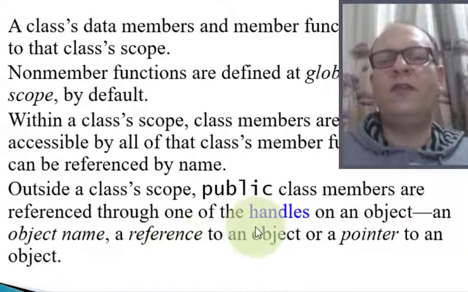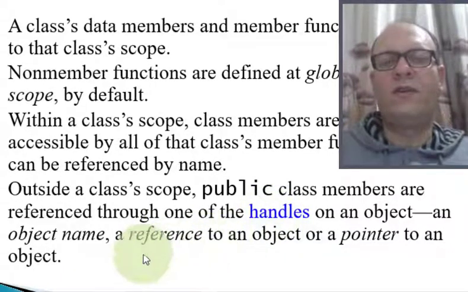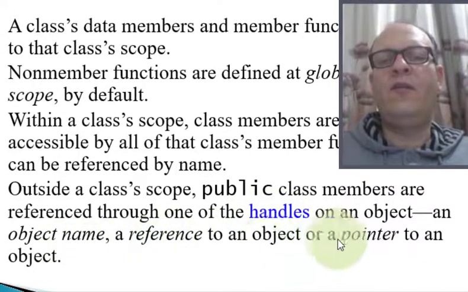So we can use each one of them to access the data members and the member function. And each one is called a handle to the object. So to access the data members and the member functions outside the class scope, we need a handle, which is an object name or a reference variable or a pointer to an object to access these data members and the member functions.